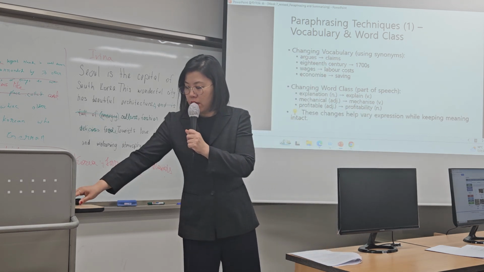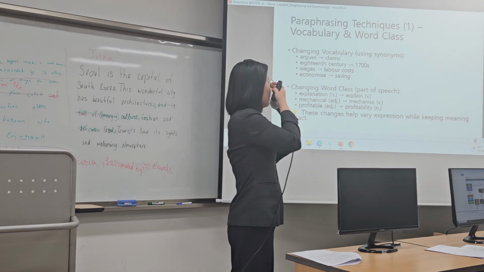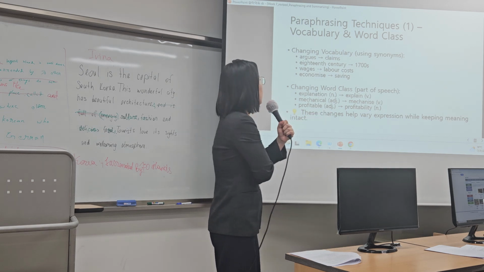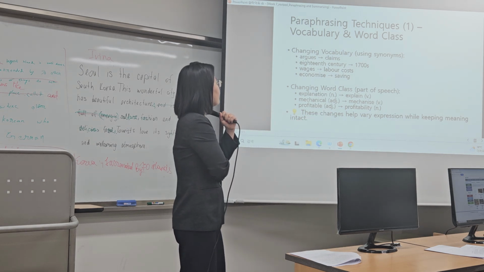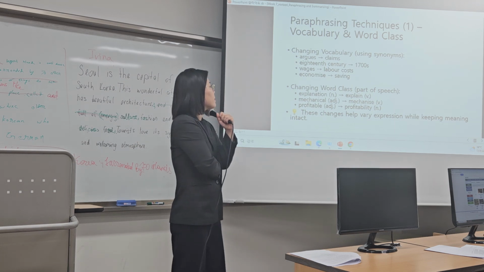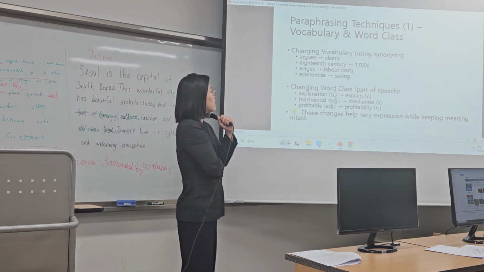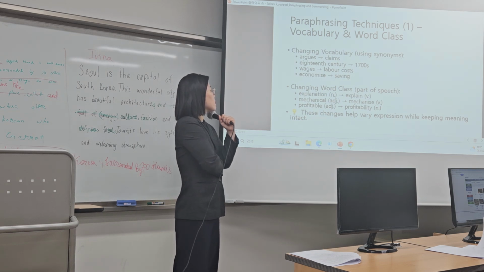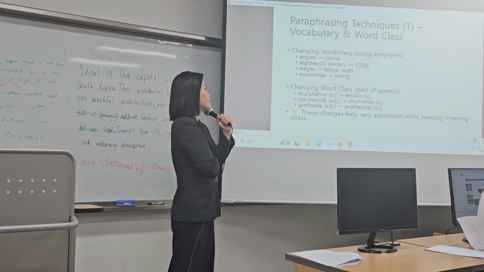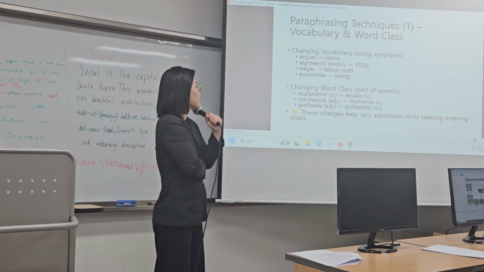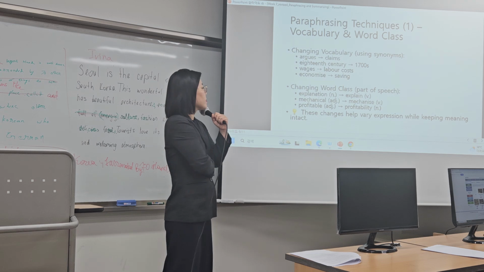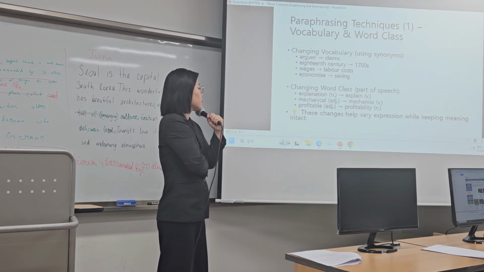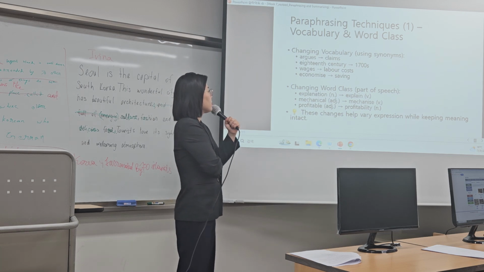Okay, let's move on to the techniques of paraphrasing. These are the last techniques that we're going to go over in terms of paraphrasing. So, Joy? Paraphrasing techniques, vocabulary, and word class. Changing vocabulary using synonyms: argues, claims; 18th century, 70s; wages, labor cost; economy, economize, savings. Changing word class, part of speech: explanation, explain; mechanical, mechanize; profitable, profitability. These changes help vary expression while keeping meaning intact.